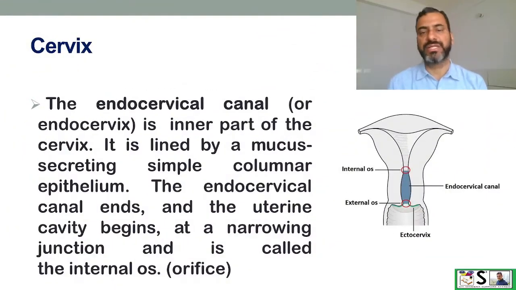The endocervical canal is the middle portion or inner part of the cervix, and it is lined by mucus secreting simple columnar epithelium. The endocervical canal ends and the uterine cavity begins at a narrowing junction, and that is known as the internal os or internal orifice.